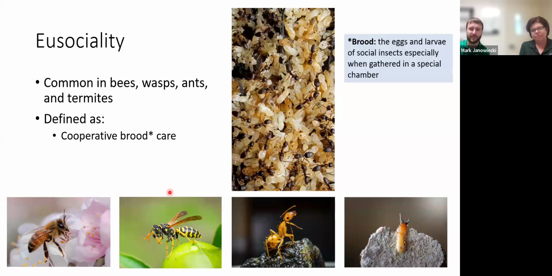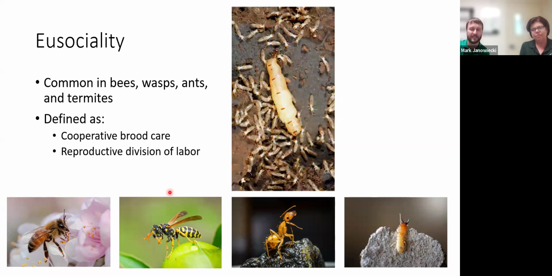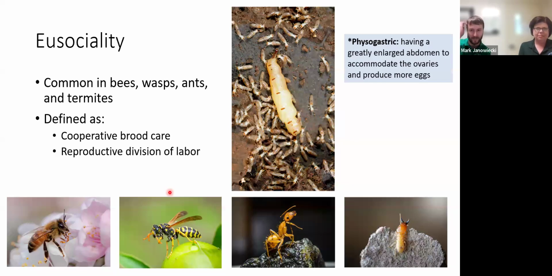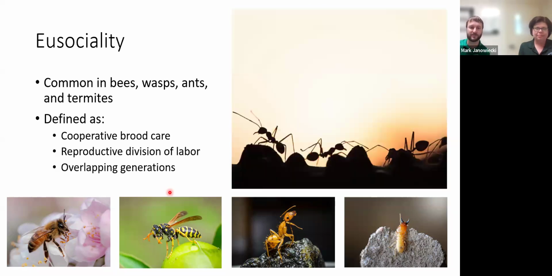They have cooperative brood care. Brood is the young of the social insects, especially when gathered in a special chamber. You see ant brood here. There's a reproductive division of labor. So as Carrie's mentioned, that queen is the only egg layer. This is the one laying eggs in the colony. Everyone else is not able to reproduce on their own. The queen becomes physogastric. This is a greatly enlarged abdomen to accommodate the very large ovaries needed to keep up with that many eggs for production.